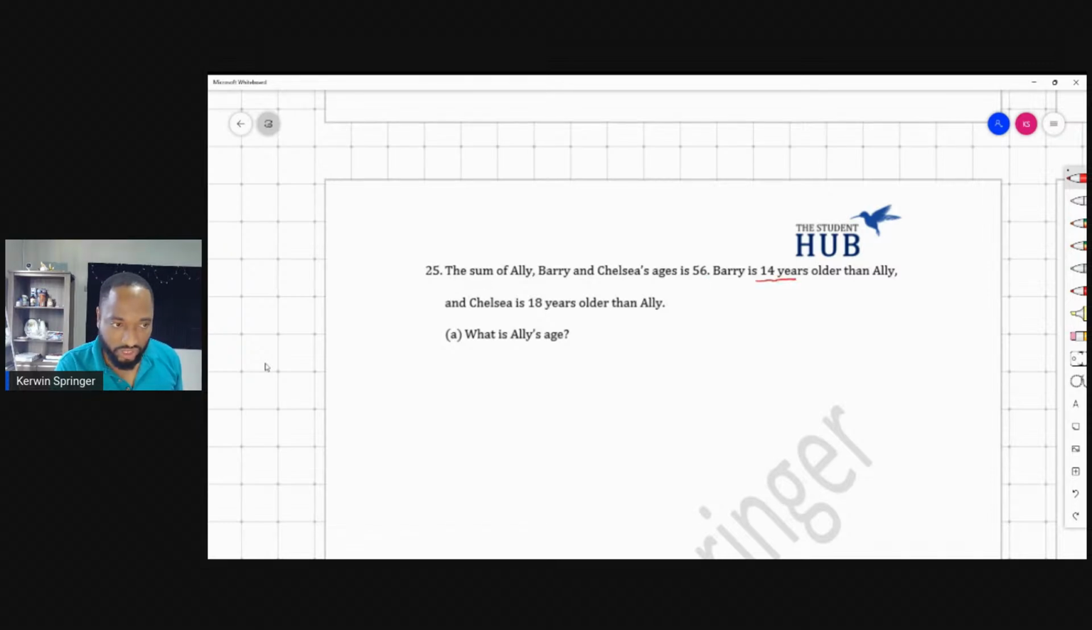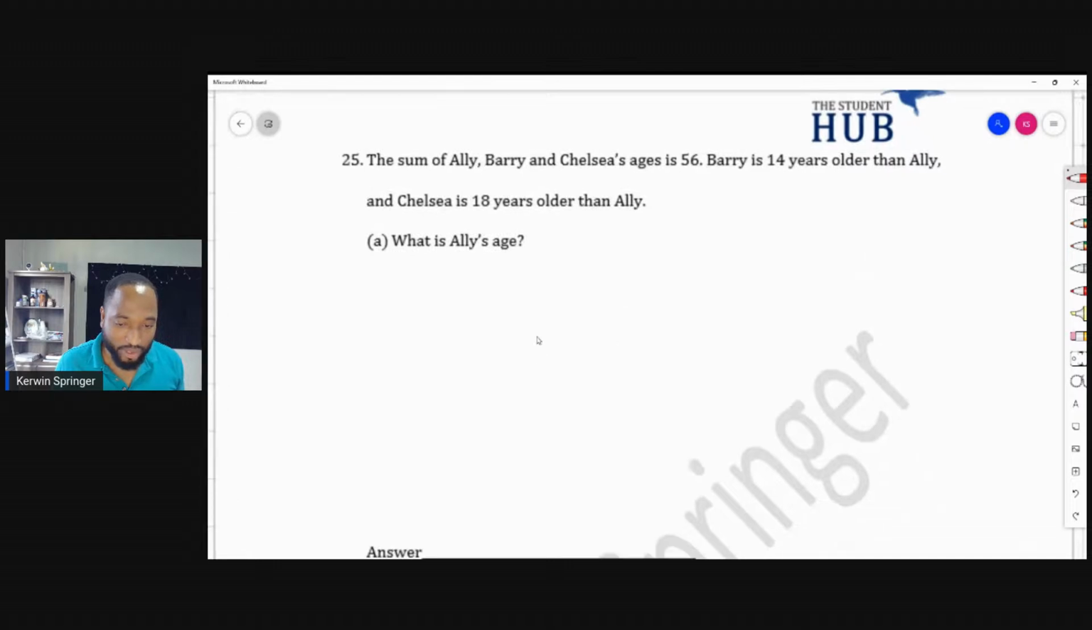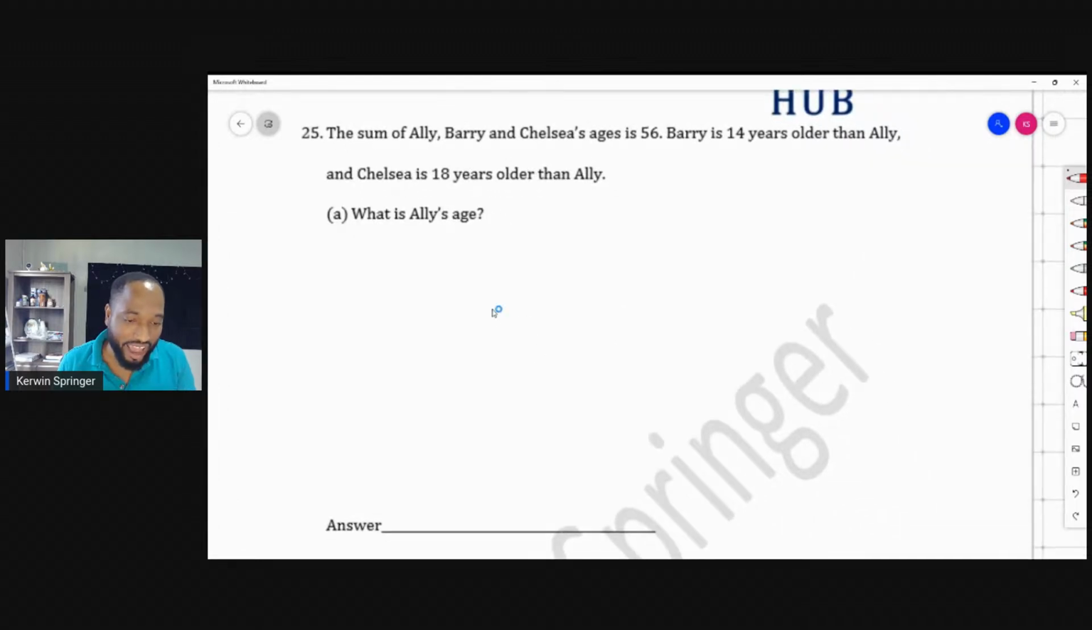Barry is 14 years older than Ali. So another unequal sharing. When you see unequal sharing, now you're supposed to get happy. You're supposed to gear up your diagram one time. Barry is 14 years older than Ali, and Chelsea is 18 years older than Ali. So I'm going to start with Ali. Ali will get this first bar here. You understand how we do the bars now, right? You've seen me doing the bars in unequal sharing.